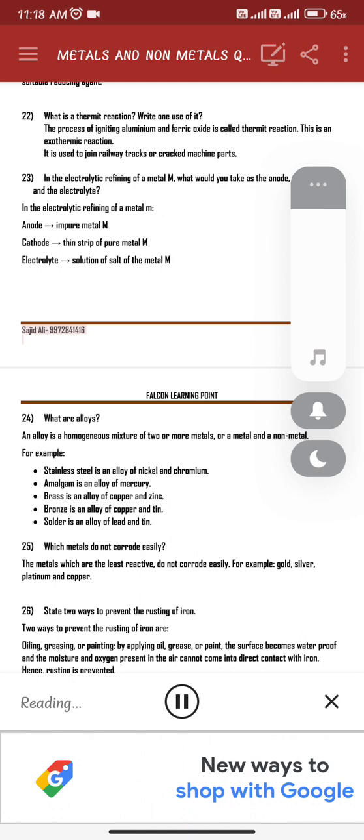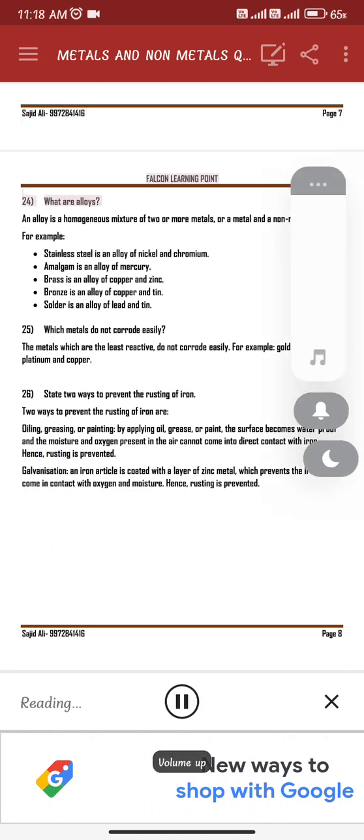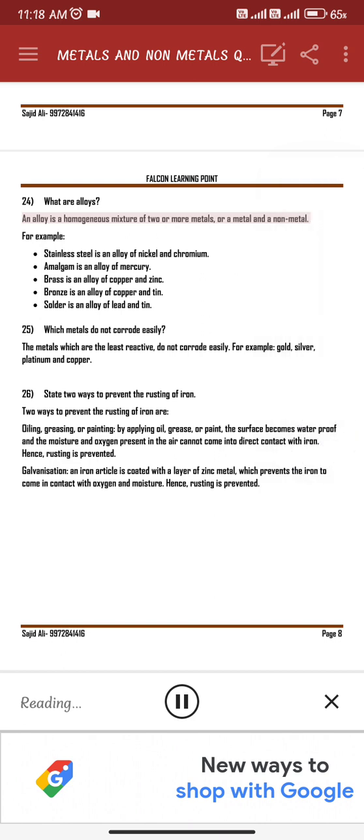Falcon Learning Point 24. What are alloys? An alloy is a homogeneous mixture of two or more metals, or a metal and a non-metal. For example, stainless steel is an alloy of iron, nickel and chromium. Amalgam is an alloy of mercury. Brass is an alloy of copper and zinc. Bronze is an alloy of copper and tin. Solder is an alloy of lead and tin.